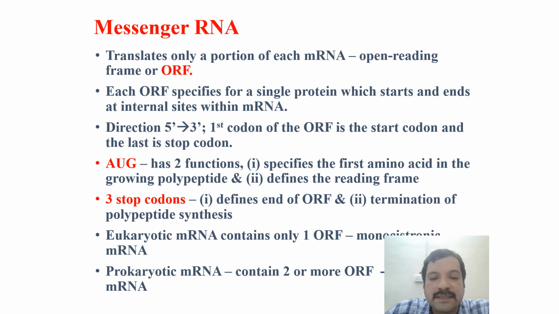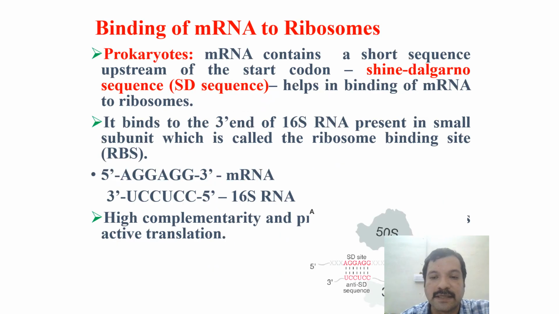And the difference is, in prokaryotic mRNA we have more than one protein made by one particular mRNA, which is called polycistronic mRNA, whereas eukaryotic mRNA has only one single ORF for protein synthesis.